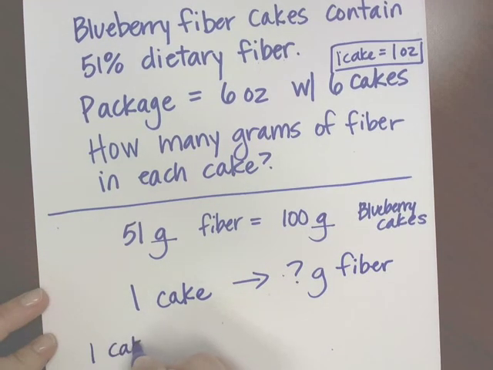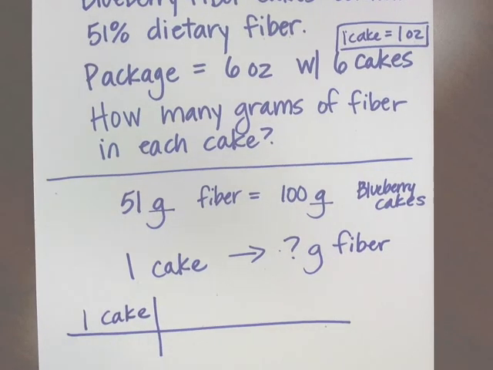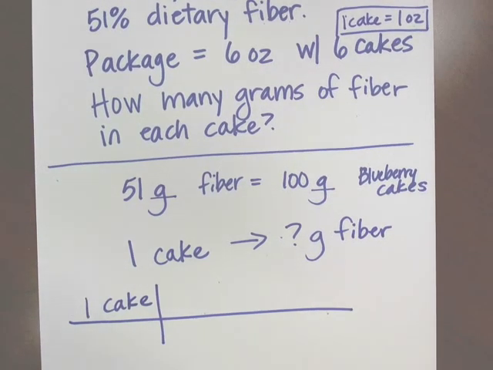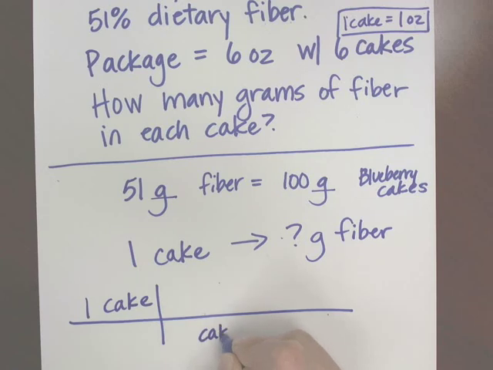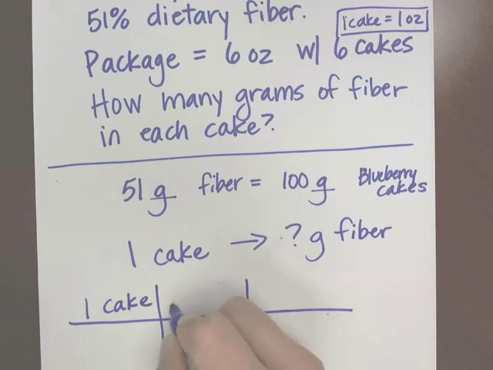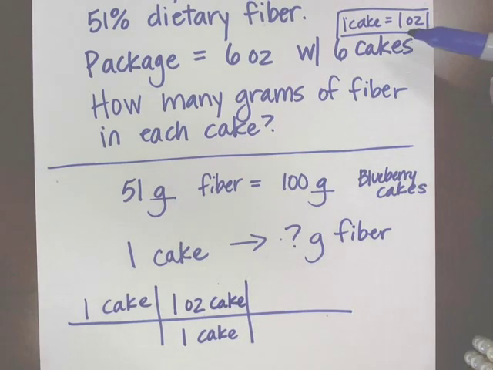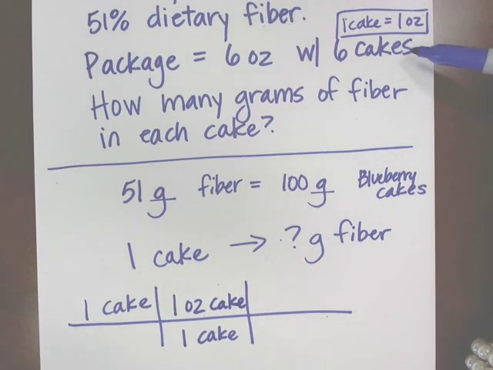1 cake is where I'm starting the dimensional analysis. And I'm obviously going to have to get rid of cake and convert it to something, and I think I'll convert it to ounces. 1 cake contains 1 ounce of cake. I know that just by the statement here that each package is 6 ounces and there's 6 cakes. So that's just something that I did in my head.